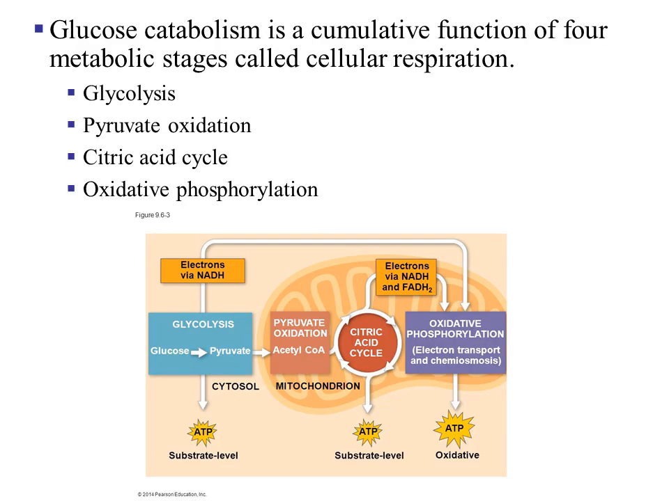Another sugar that will be catabolized is glucose. So glucose catabolism is a cumulative function of 4 metabolic stages called cellular respiration. These 4 stages include glycolysis, pyruvate oxidation, citric acid cycle, and oxidative phosphorylation. We will discuss all 4.